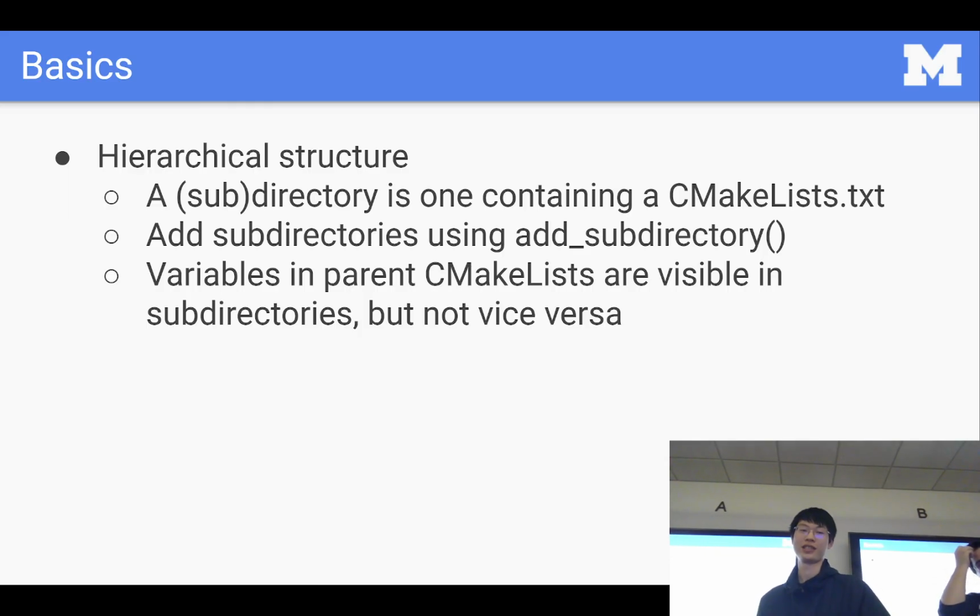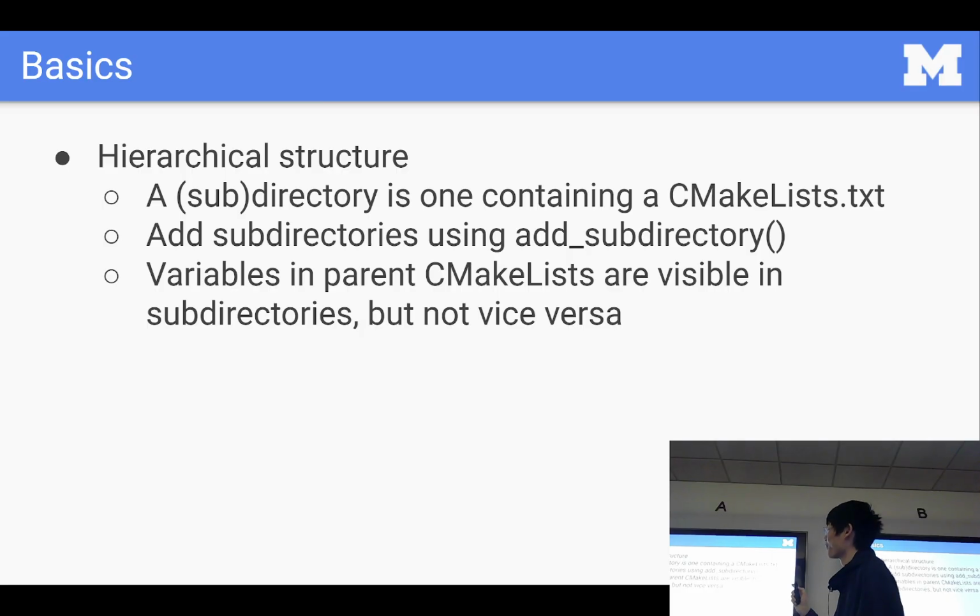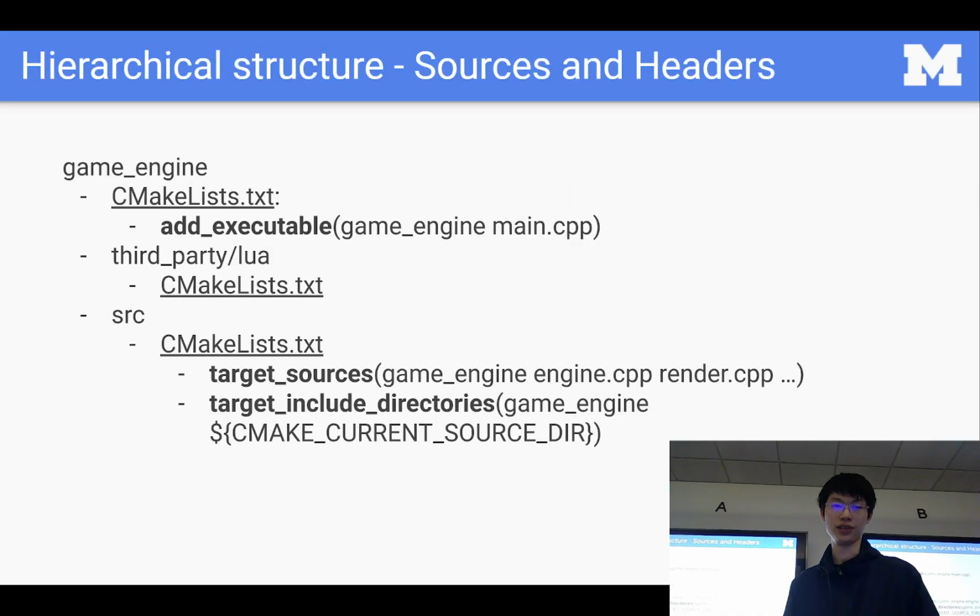Hierarchical structure. This is what I somewhat mentioned before. Basically, we're going to organize our project into a hierarchical structure. Here are some definitions. A subdirectory is a directory containing a CMakeLists.txt, and we add subdirectories using the add_subdirectory command. Variables in a parent CMakeLists are visible in subdirectories, but not vice versa. It will become clear if I show you an example. The first thing when we build our project is that we specify the source files and our include directories.